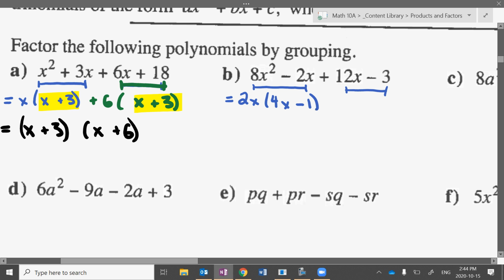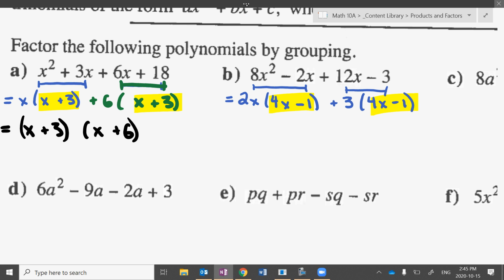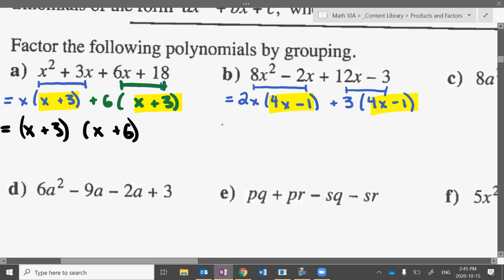Now 1 is a placeholder. Second set, I can factor out a 3. Oh, look, I'm left with 4x minus 1 again. That's your check to make sure that you've taken out actually your greatest common factor. Because if you don't take out your greatest common factor, they're not going to match up lovely for you. And that's kind of a prompt that you've probably made a mistake.